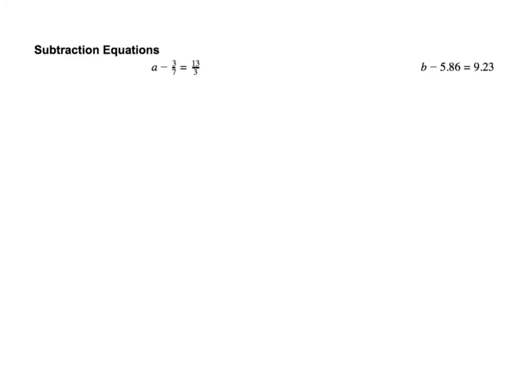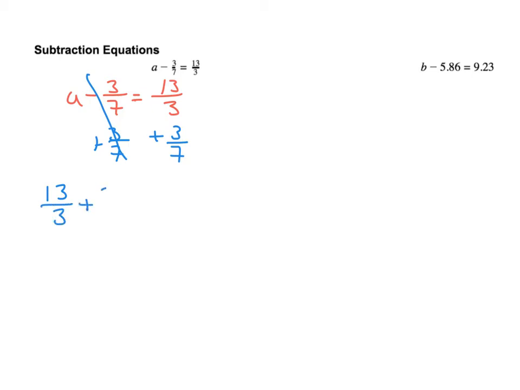Okay, for subtraction, we're going to use the inverse operation, addition, okay? So if we have x minus 3/7 equal to 13/3, then what I can do is add 3/7 to each side. Negative 3/7 plus 3/7 is going to give me 0. And now I have 13/3 plus 3/7 that I need to add together.